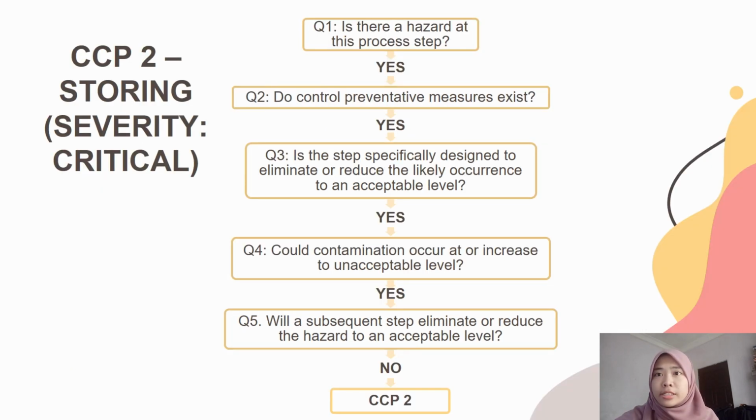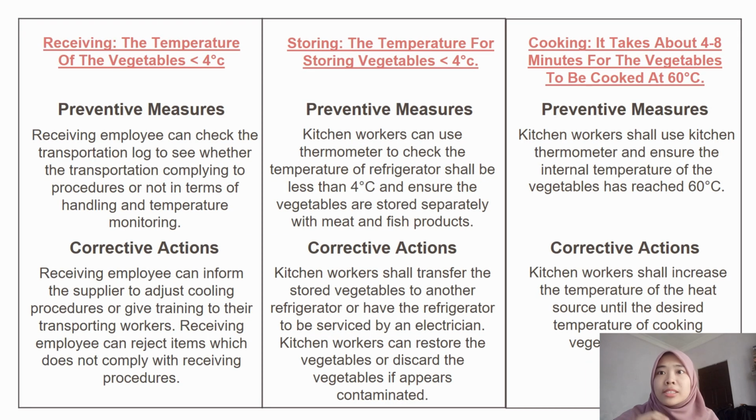The second critical control point in the stir-fry mixed vegetables is at the storing stage. The critical limit shall be less than 4 degrees Celsius as well. The kitchen workers shall ensure that the storing of vegetables is less than 4 degrees Celsius by using a thermometer. If the storage of vegetables exceeds 4 degrees Celsius, the kitchen workers shall transfer the vegetables to another refrigerator or discard the vegetables if there are any possible biological hazards.